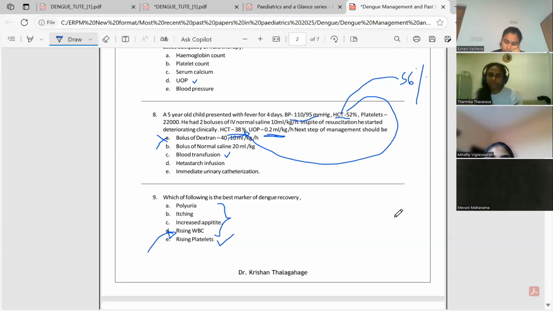Here you need to think: am I going to give dextran because the guideline says so after 2 boluses, or is this different because he is bleeding? Then you have to think a little, and be more practical, more rational, and go for blood transfusion.